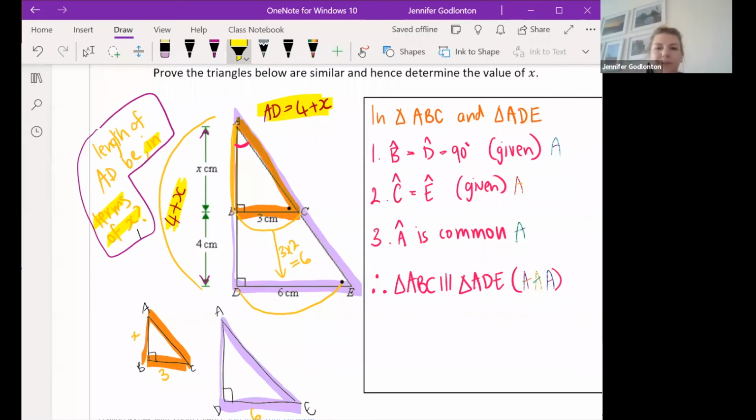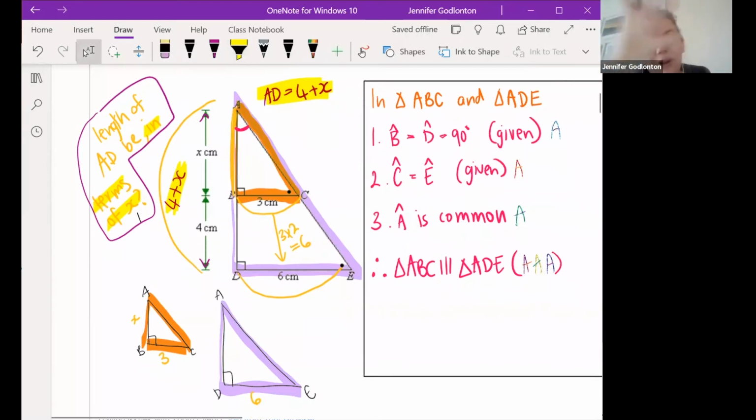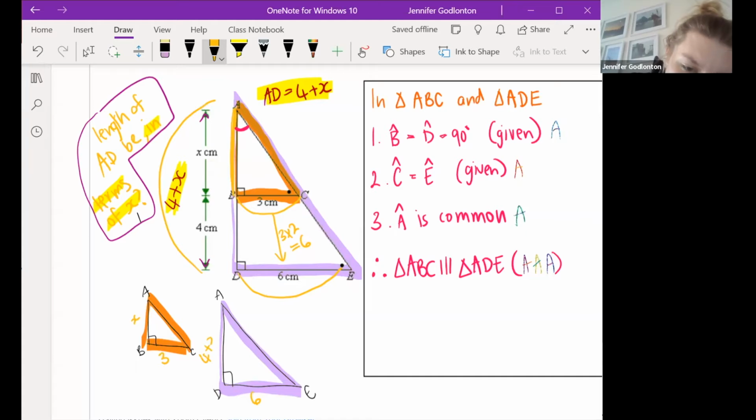Okay, cool. Now we're going to try and bring these thoughts together. So AD, we've just said it is in terms of X. So it would be 4 plus X. Do we see it? There we go. Good.